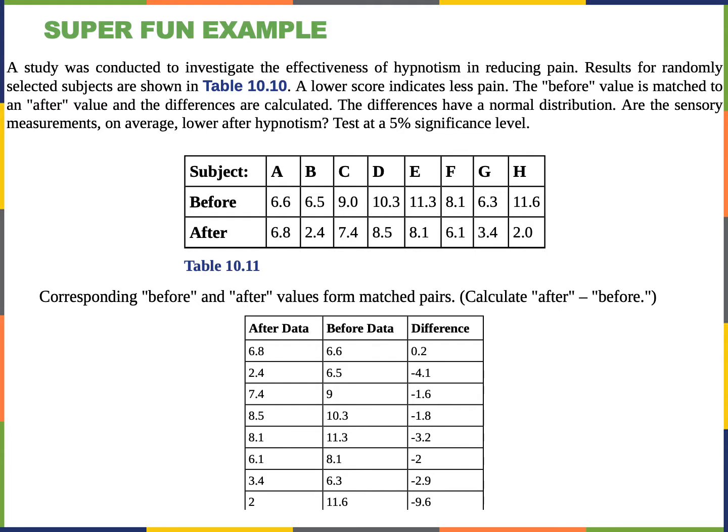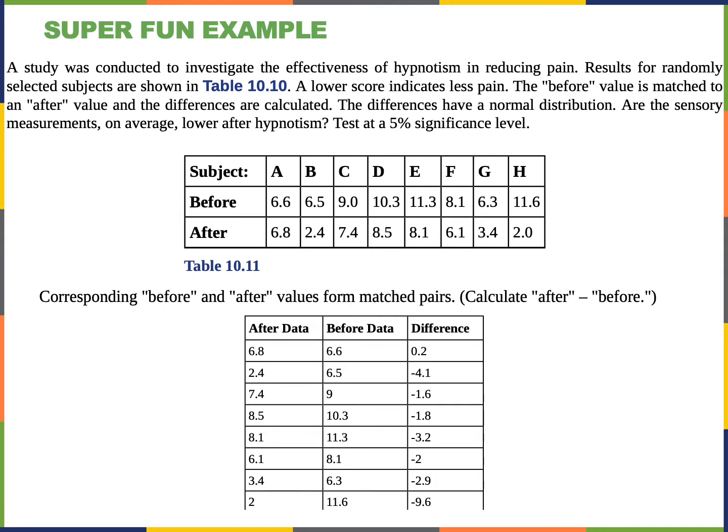Okay, so a super fun example. A study was conducted to investigate the effectiveness of hypnotism in reducing pain. Results for randomly selected subjects are shown in this table right here. A lower score indicates less pain. So the before value is matched to an after value, and then the differences are calculated. The differences have a normal distribution, and the question is: are the sensory measurements on average lower after hypnotism? Let's test at a 5% significance level.